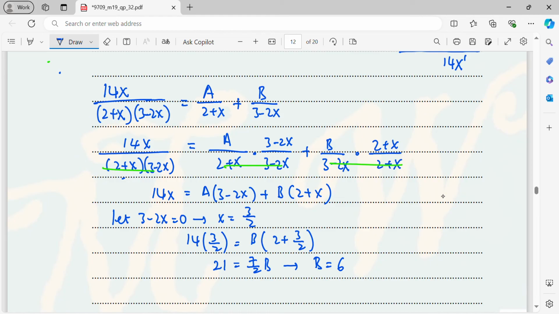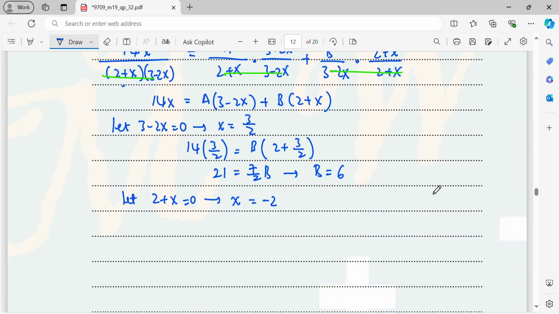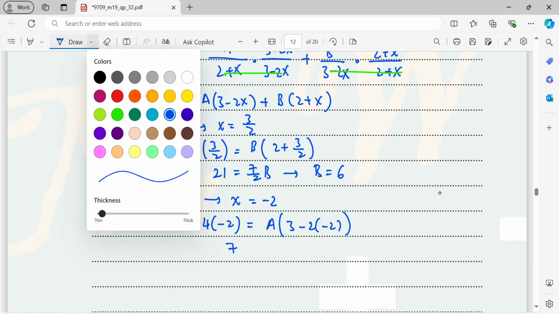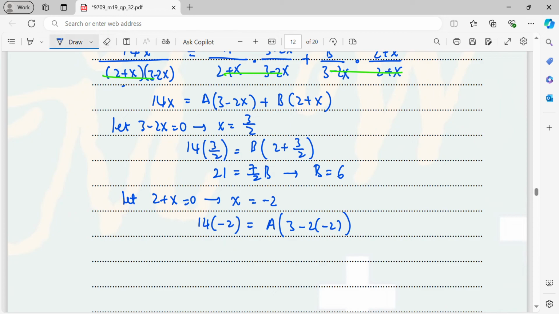Next, let 2 plus x be 0. That means x is going to be negative 2. So now the left hand side will be 14 times negative 2 equals A bracket 3 minus 2 times negative 2. That means now you will get negative 28 equals 7A. Therefore, A will be negative 4.